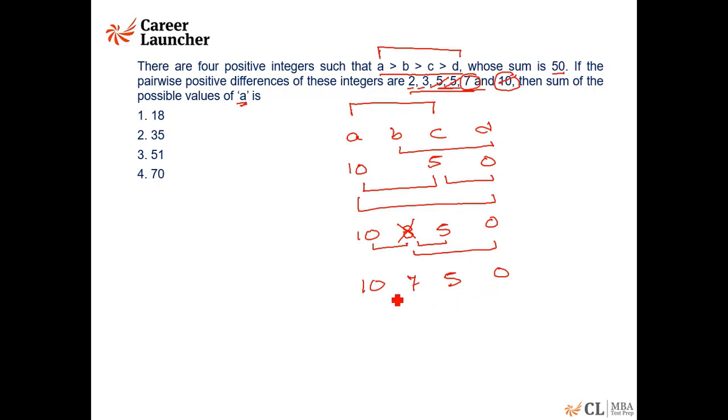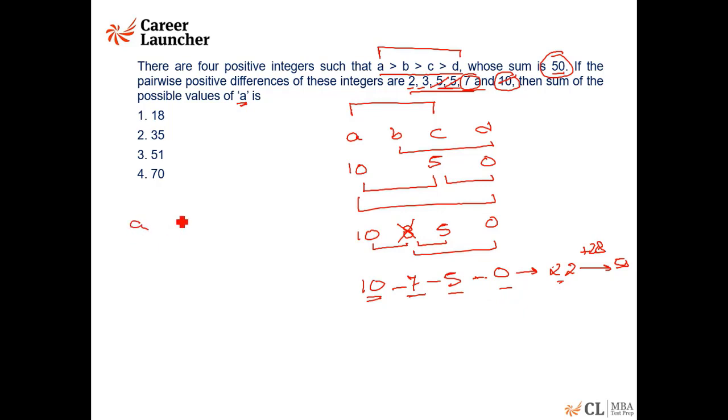10, 7, 5, 0. Difference of 3, difference of 2, difference of 5, 5 and 10. Okay, all differences taken care of. What is the sum of these? 10, 7, 17 and 5, 22. But the sum required is 50. How will I make this 50? I will make this 50 by adding 28. That means to each of the 4 numbers I should add 28 by 4, equal to 7.